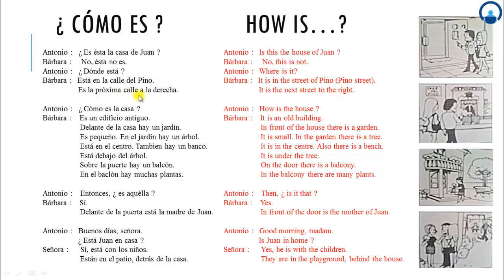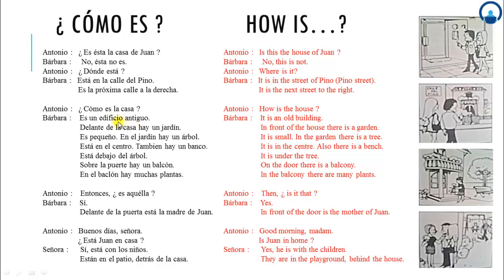Es la próxima calle a la derecha. It is the next street to the right. Próxima means next, and derecha means right. It is the same as we have seen in the earlier drill module. A la izquierda, that was to the left, and a la derecha means to the right. ¿Cómo es la casa? How is the house? Es un edificio antiguo. It is an old building.